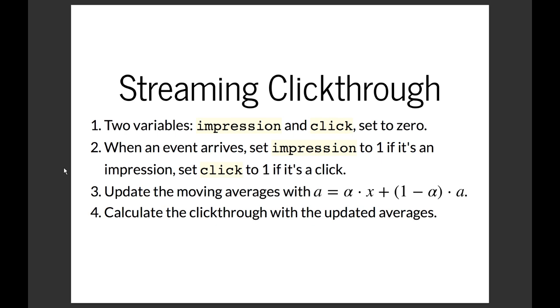So to summarize the streaming click-through, we have two variables, impression and click. We set them to 0. When an event arrives, we set impression to 1 if it's an impression, and we set click to 1 if it's a click. Then we just update the moving average for each of those two, the clicks and impressions. And then from there, we can just divide them and get our click-through. And that's a really efficient, low-memory way of doing it. It's got its caveats, but it's one way to tackle the problem.